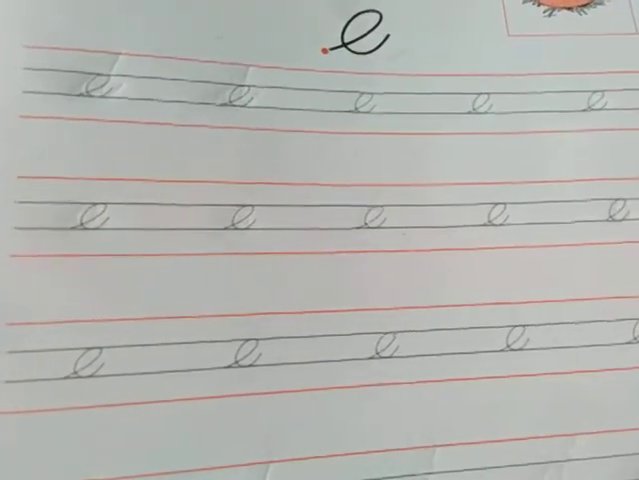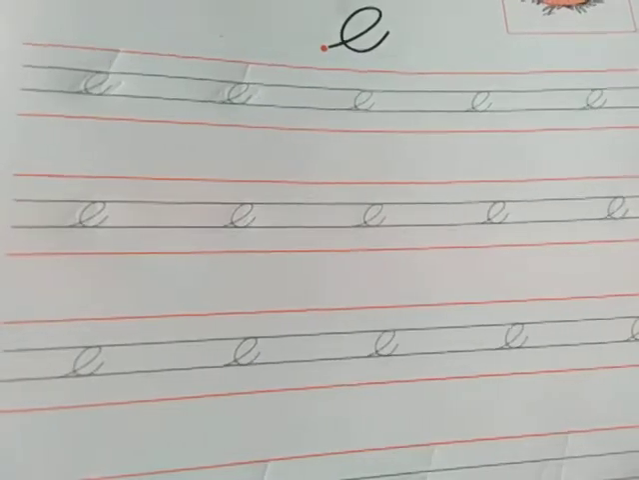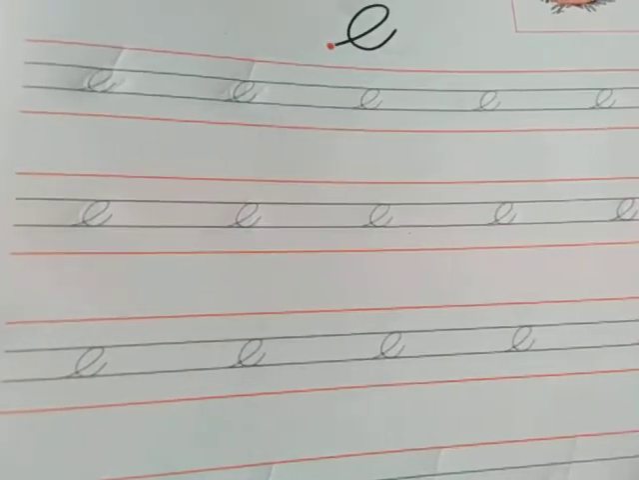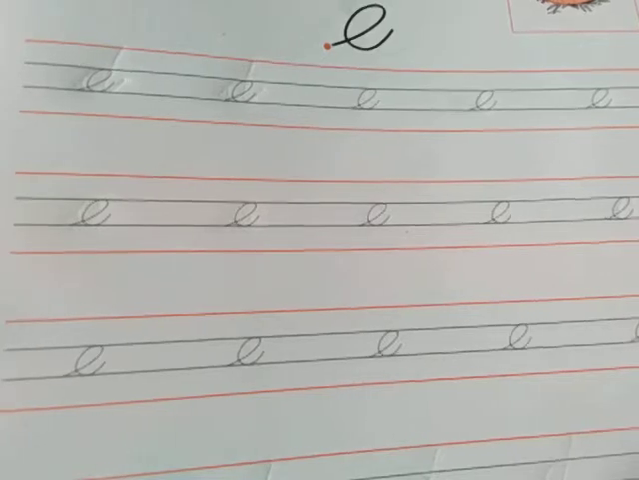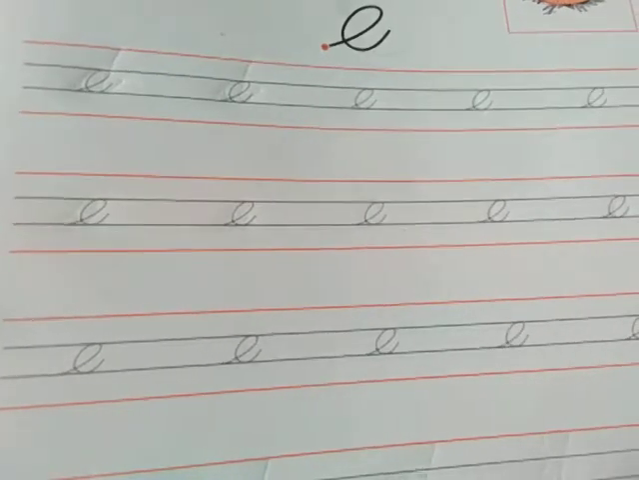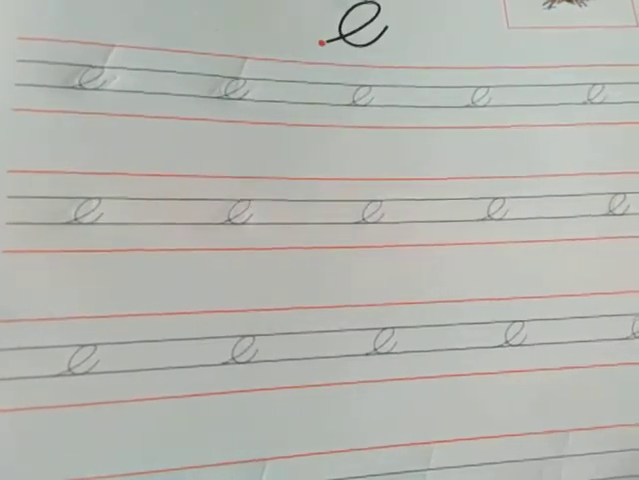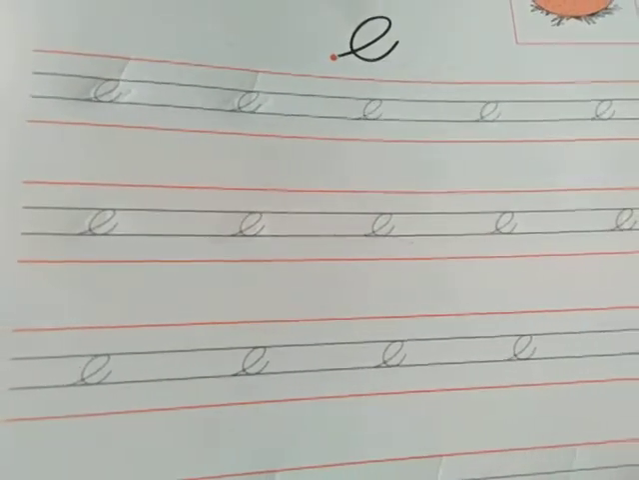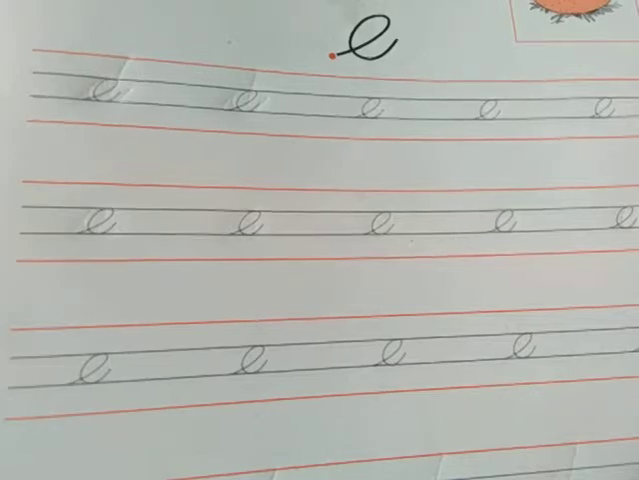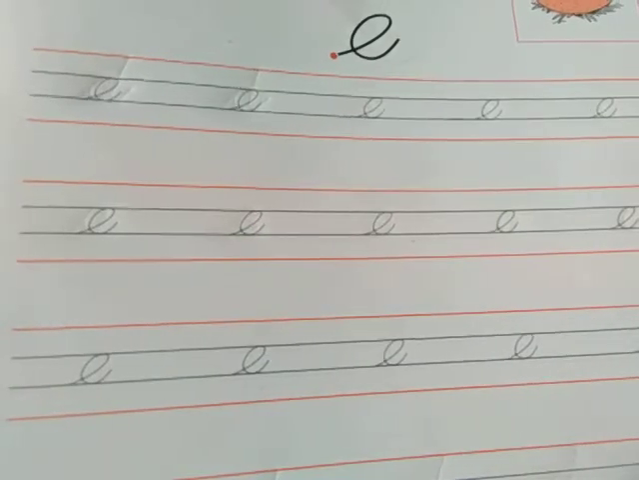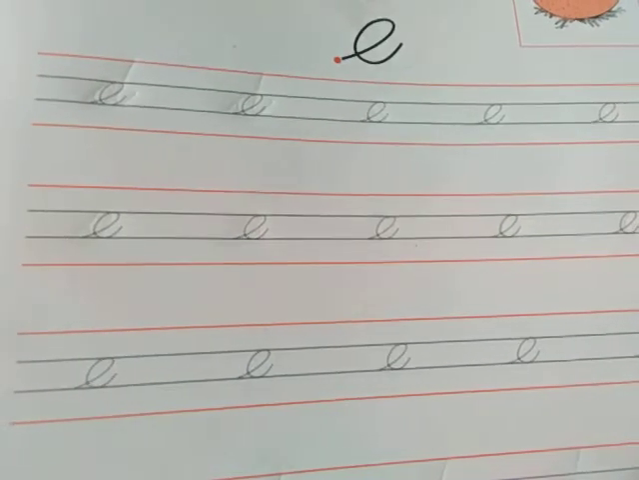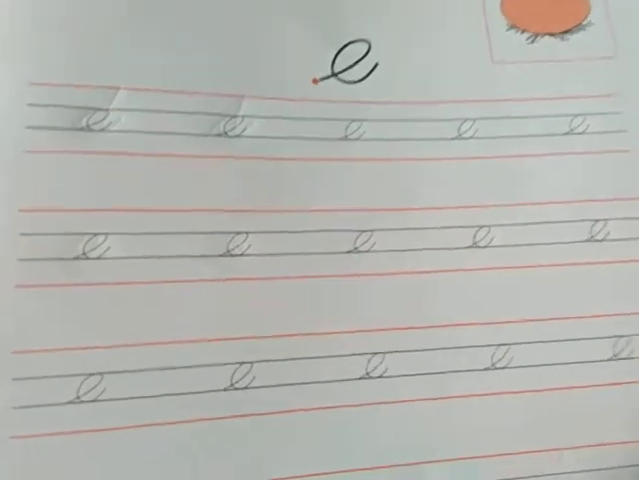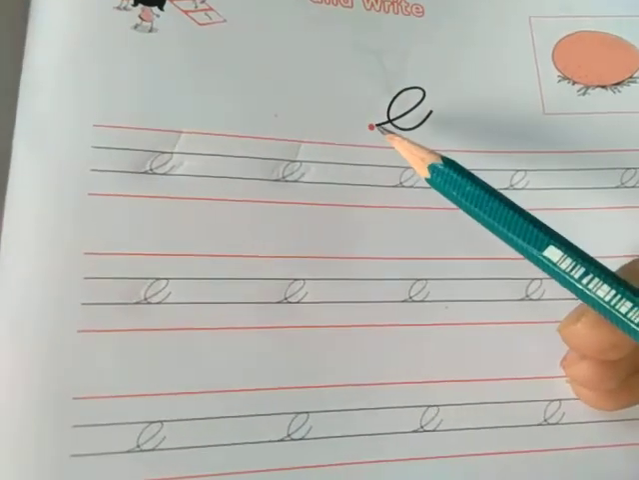This is your English class and today we are going to learn cursive letters E and F. Till now we have learnt cursive small letters A to D: A, B, C and D. Today we are going to learn letter E. For that you have to take out your cursive book, page number 21, and practice letter E.